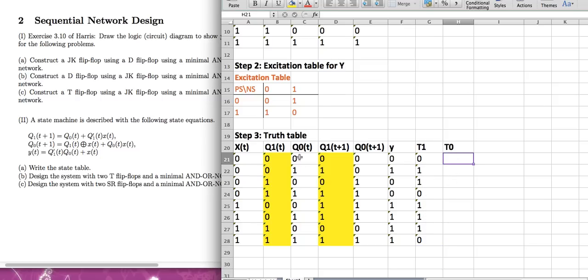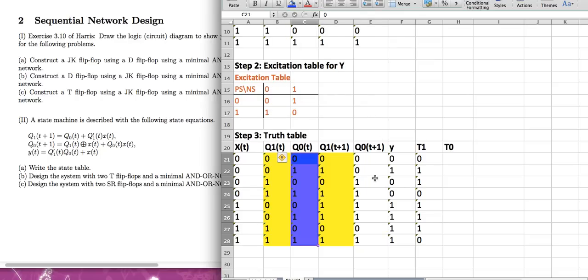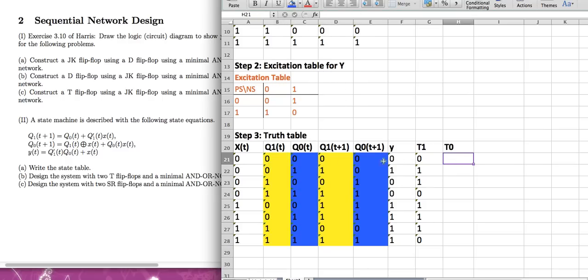Same thing for T0, except we're going to look at Q0 of T and Q0 of T plus 1. So present state is Q0 of T, next state is Q0 of T plus 1. So 0 and 0, my T is 0. 1 and 0, my T is 1. Okay, present state is 0, next state is 1. That means my T0 is 1. So just fill out this table using the excitation table.